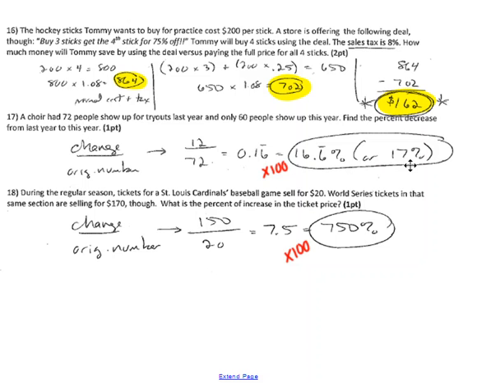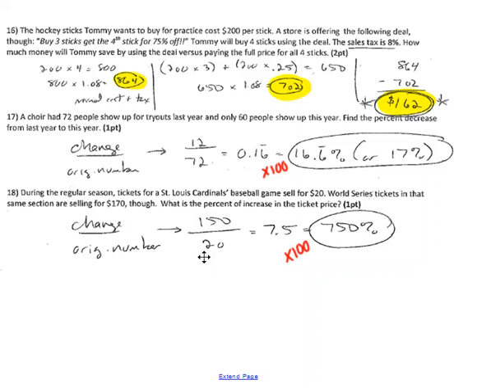That was okay. Number 18, during the regular season, tickets for the Cardinals baseball game sell for 20 bucks, but World Series tickets in that same section are selling for 170 though. Yeah, prices go up when the teams start improving, right? What's the percent increase in the ticket price? Again, find out how much things changed first. Normally they're 20 bucks, but for a playoff game, they're 170. So that's a change of $150.